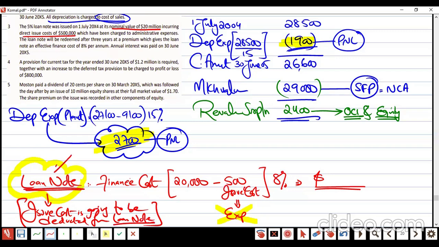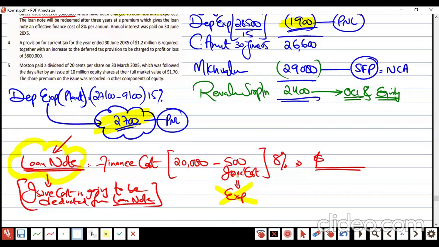It is a reducer of your liability. It is not an expense. What they did is wrong. They charged it as an admin expense, which is wrong. Not allowed at all. So we need to remove it from the loan to find out the interest charge, which is going to be the profit and loss expense. They made a mistake.